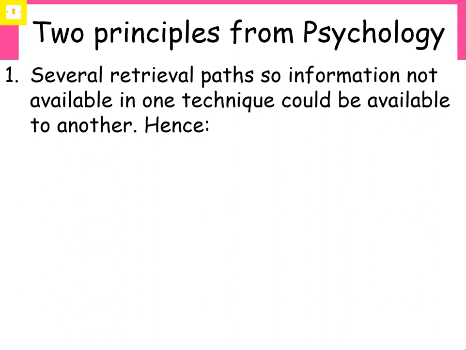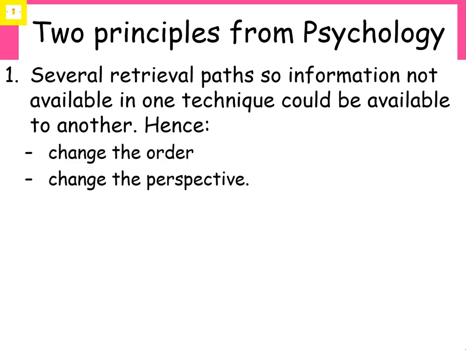First of all, sometimes when we're trying to remember, retrieval paths are not always available. If you've ever had that tip of the tongue phenomenon where you think, I know what it is, but I can't actually remember, and it's on the tip of your tongue, that's when there's a retrieval path that isn't there. You're not able to access it.